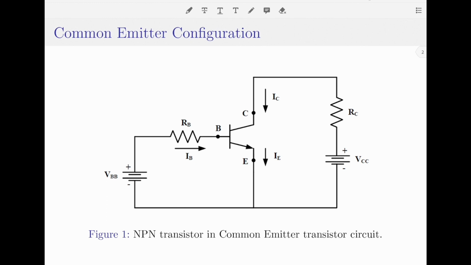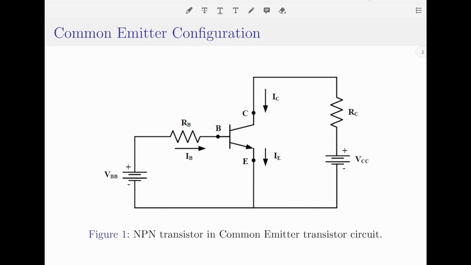Before we start the discussion of the common emitter configuration, I highly suggest you watch my previous video on punch through effect in a BJT. That video will be a prerequisite for this video, and you can watch the same by clicking on the link shown in the top right corner right now, or I will leave the link in the video description below.